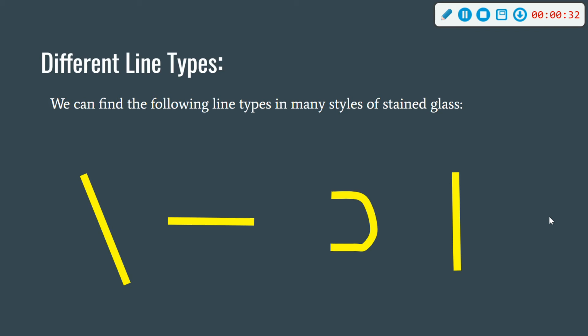Just a quick review of different types of line. We can find the following line types in many styles of stained glass. We find diagonal lines, we find horizontal lines, we find curved lines, and we also find vertical lines.